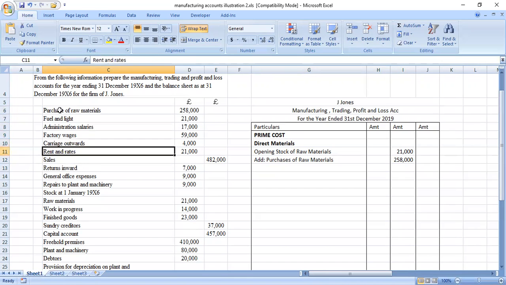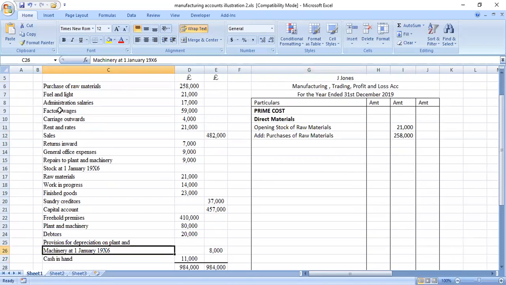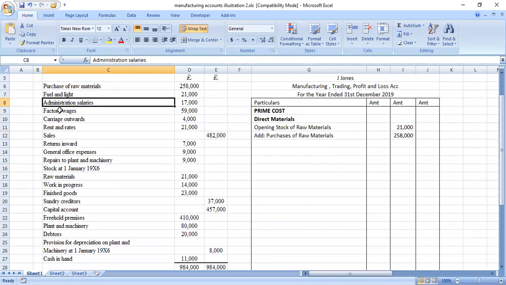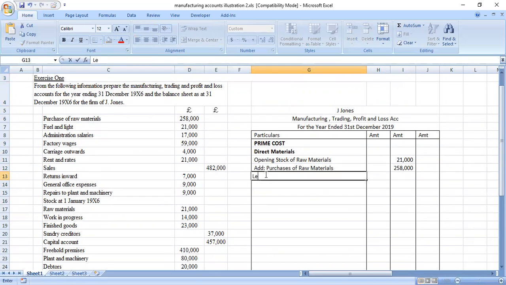That's carriage outwards, so it doesn't fall there. That's returns outwards, it goes to sales. Checking whether you have some carriage inwards or returns outwards. There are none. So next we less the closing stock of raw materials.